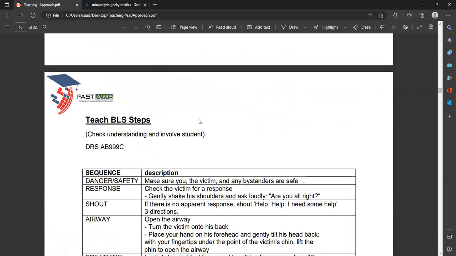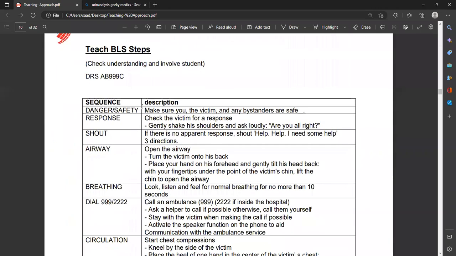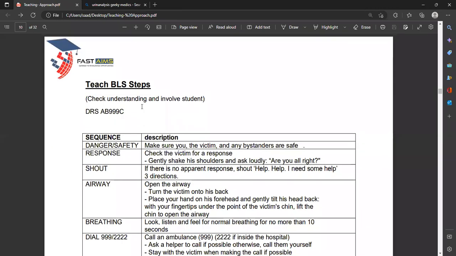Okay, so now after the indications, ask the student. So okay, Rio, I'm going to perform. You perform BLS on patients who have cardiac arrest and respiratory arrest. You cannot take consent, you cannot talk to them. You just have to go and perform. So, okay, Rio, I'm going to perform it. If you have any questions in between, just ask me. I will repeat those steps for you. Because this is a mannequin, you can ask me to repeat.